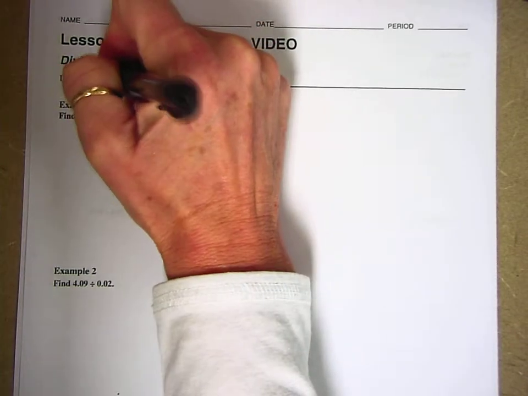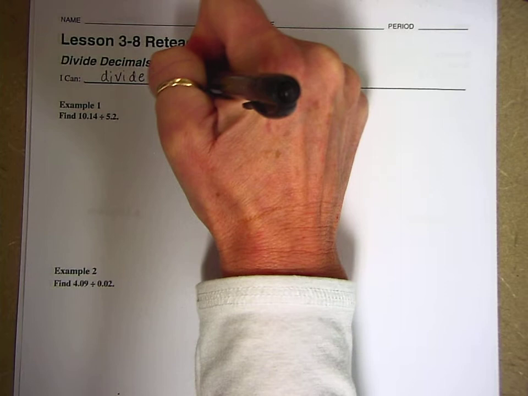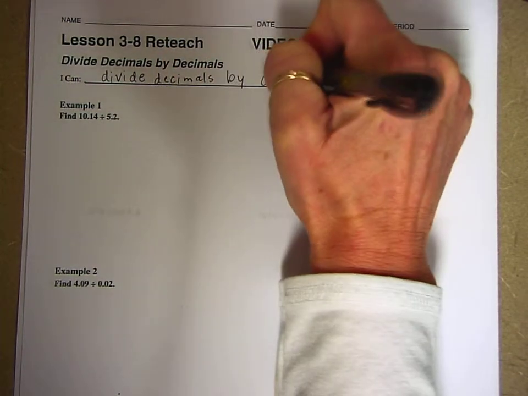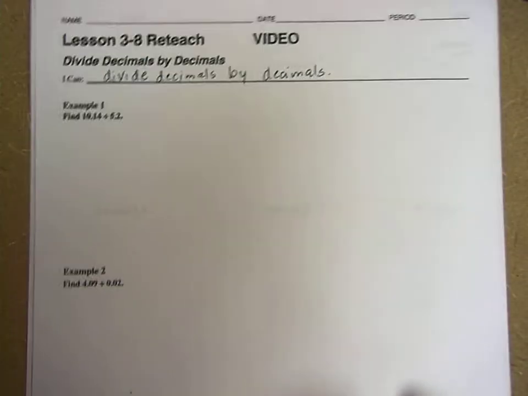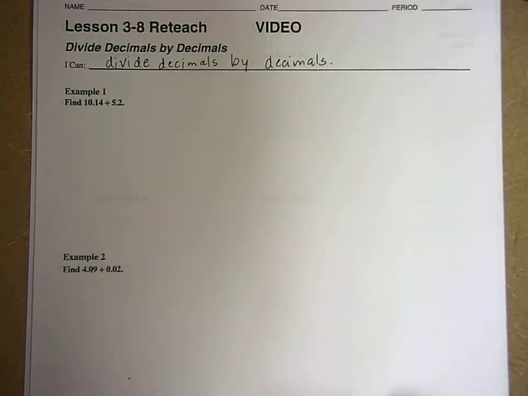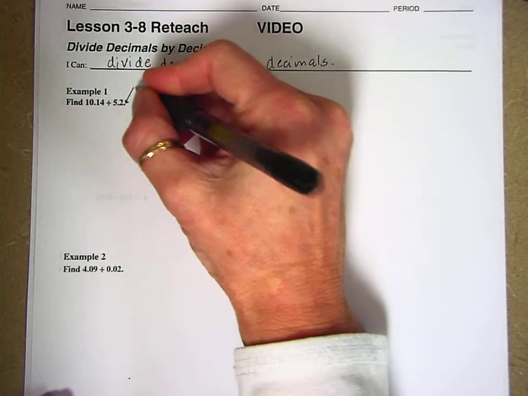I can divide decimals by decimals. Okay, so our first example is 10 and 14 hundredths divided by 5 and 2 tenths. Don't get confused, that's just a period.